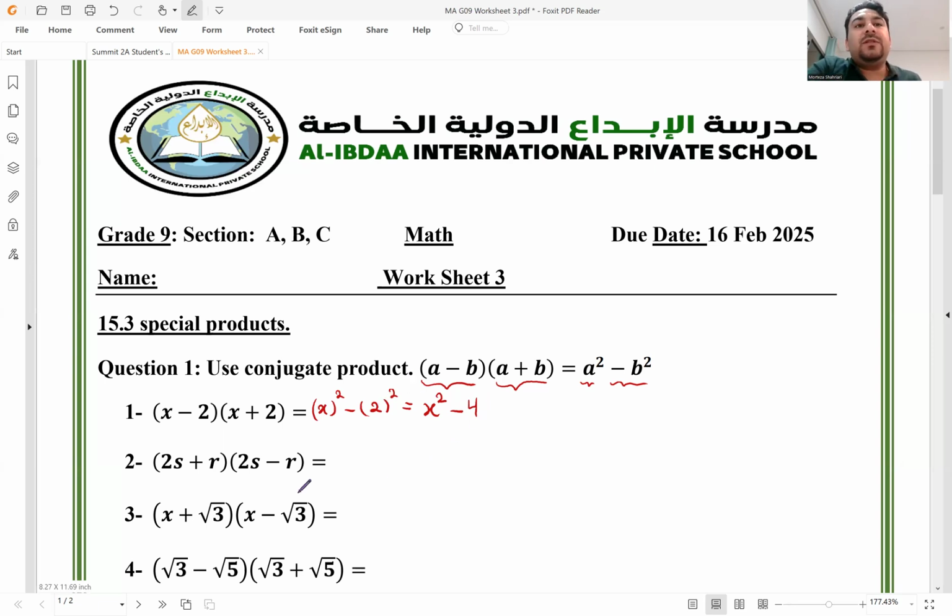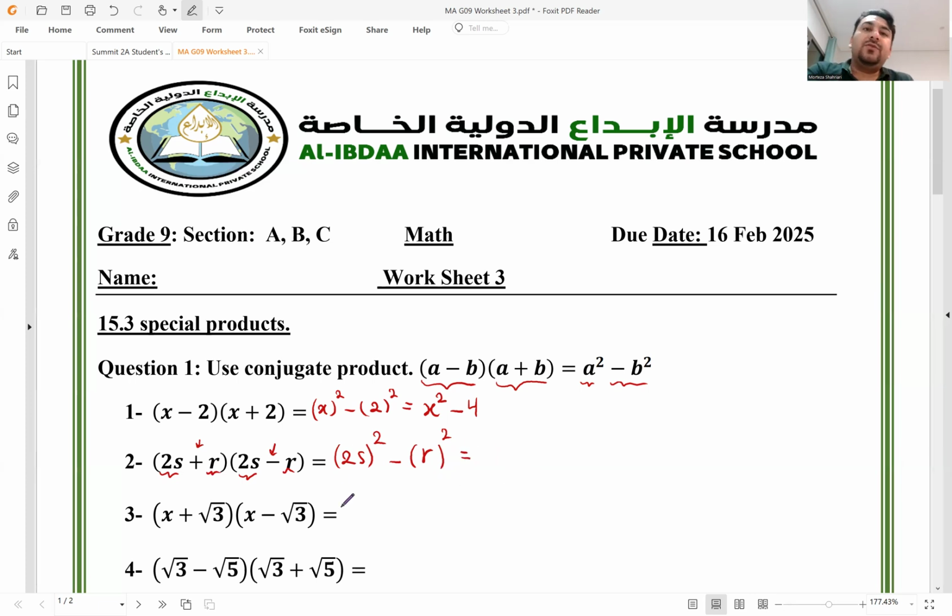Okay, second one, 2s plus r times 2s minus r. The first term in the brackets is 2s. The second term is the same, but one is with plus, one is with minus. Therefore, we can apply the conjugate product. That would be 2s, the first term, powered by 2, minus, it always comes with minus, the second term r powered by 2.